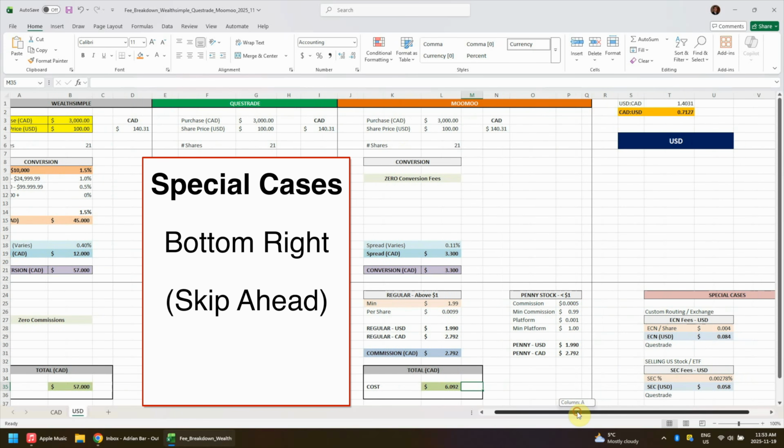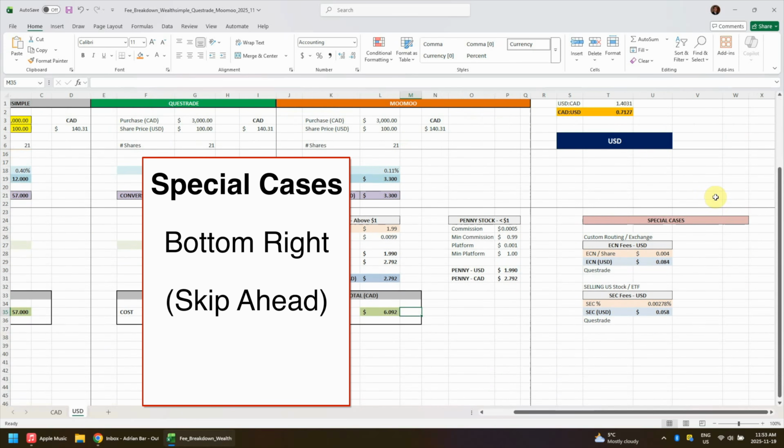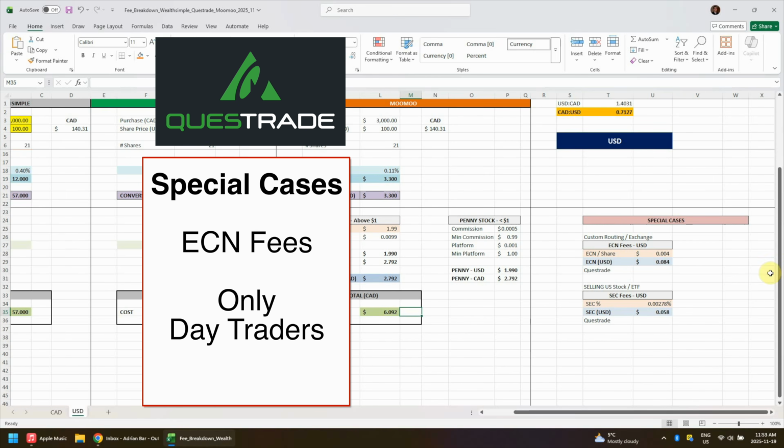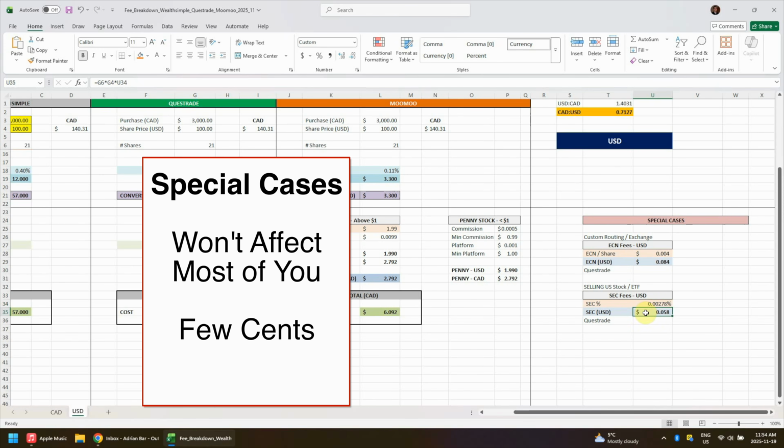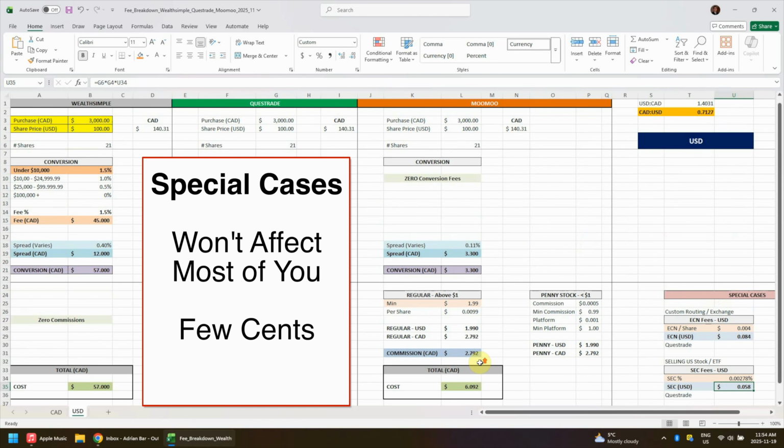Before we move on, I included some rare special cases here at the bottom right. Feel free to skip this part. These ECN fees with Questrade won't apply to most of you, unless you're a day trader and you want to specify the routing method. Also, for selling a US stock, you'll pay a tiny amount in SEC fees, 0.00278% of your purchase. Moomoo used to charge this, but they got rid of it as of May. Don't worry about it, these won't affect most of you. We're talking a couple of pennies. I just included them here to be 100% accurate.